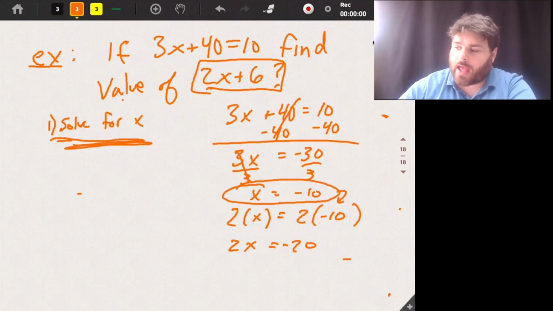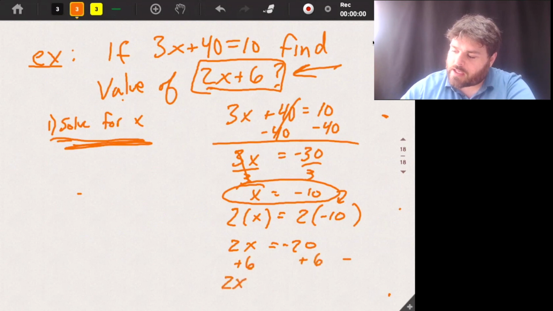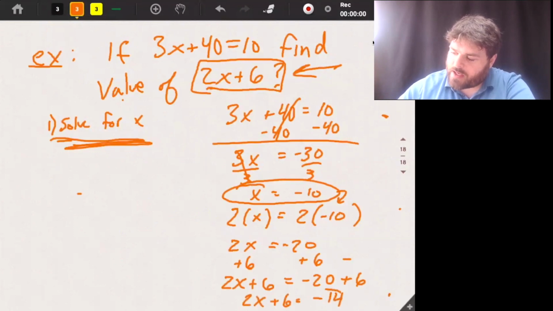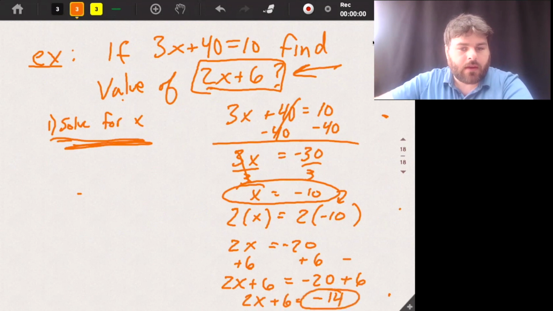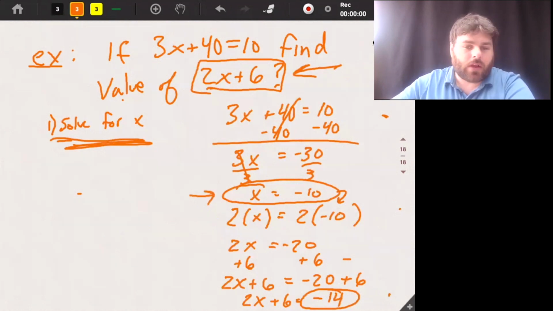So I need it to look like this. I need it to look like 2x plus 6. So I've got the 2x part. Now I just have to add 6. So if I add 6 to both sides, I get 2x plus 6 equals negative 20 plus 6, which is negative 14. So I know that 2x plus 6 is equal to negative 14. Okay? So what I did was, if I'm asked to find 2x plus 6, once I solve, I make it look like 2x plus 6.